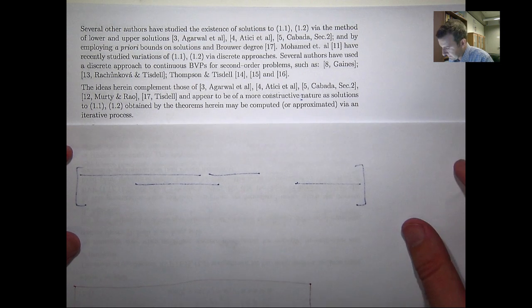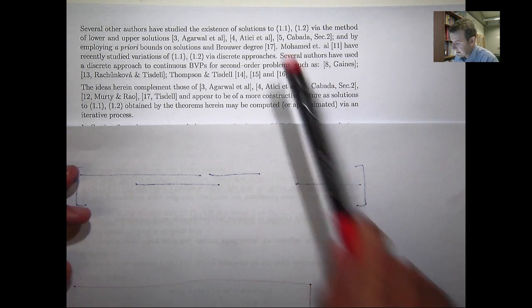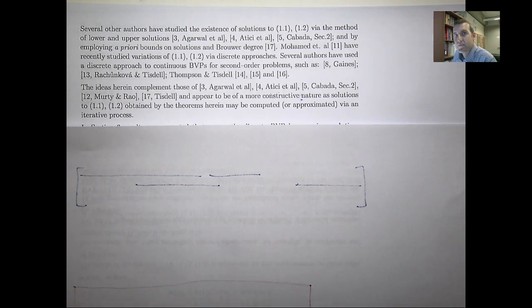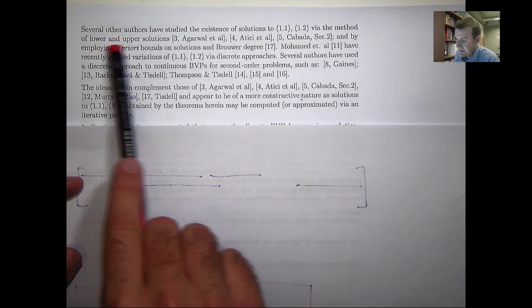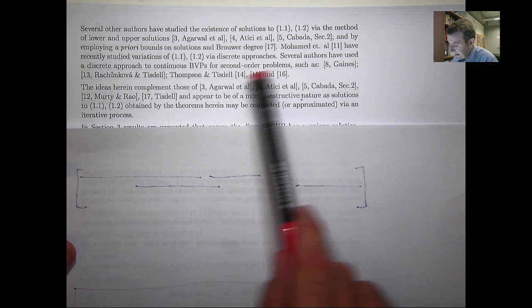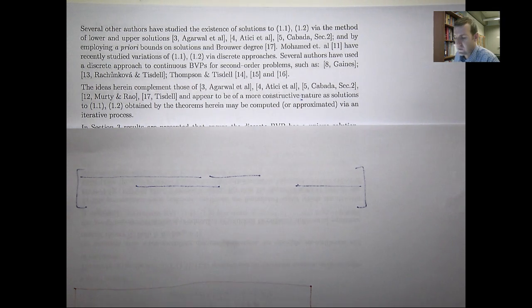Okay, well, just a little bit on the current literature. The boundary value problem 1.1, 1.2, the discrete BVP, has been studied by many authors, and I've listed some here. And they use other methods, for example, lower and upper solution method, a priori bounds and Brauer degree. Also myself and other authors have studied second order discrete boundary value problems.